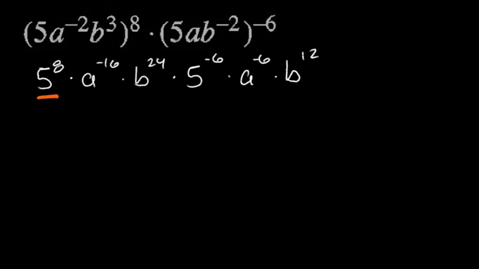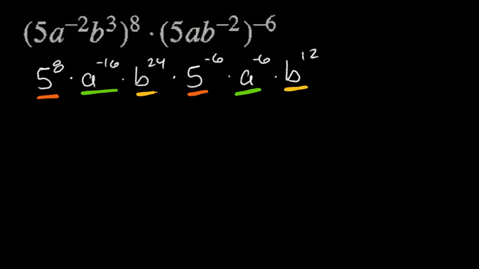So I want to think about my base of 5. You can see I've got 5 to the 8th, and I've got a 5 to the negative 6th. I want to think about my base a. I've got a to the negative 16th, and I've also got a to the negative 6th. And I also want to think about this b to the 24th, and b to the 12th power.